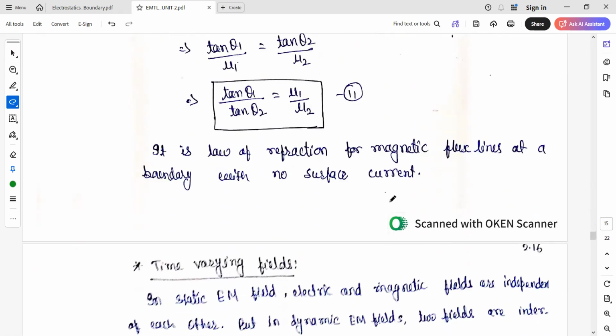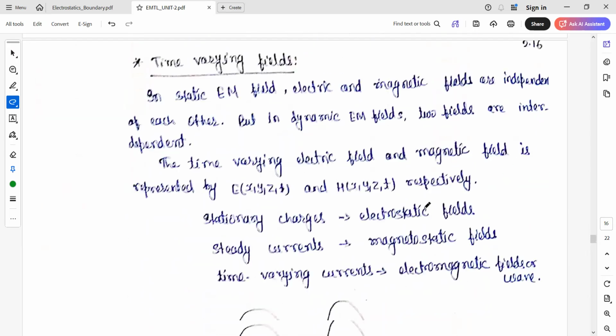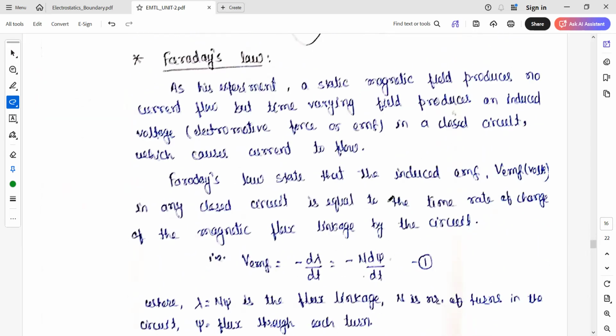So a similar discussion is there in the case of electrostatics and magnetostatics, with a small change that you need to observe. These two questions are very important. Another important topic is Faraday's law.